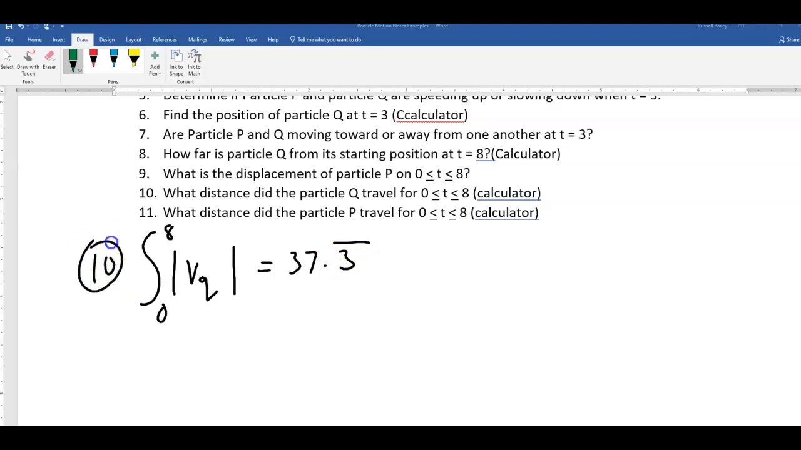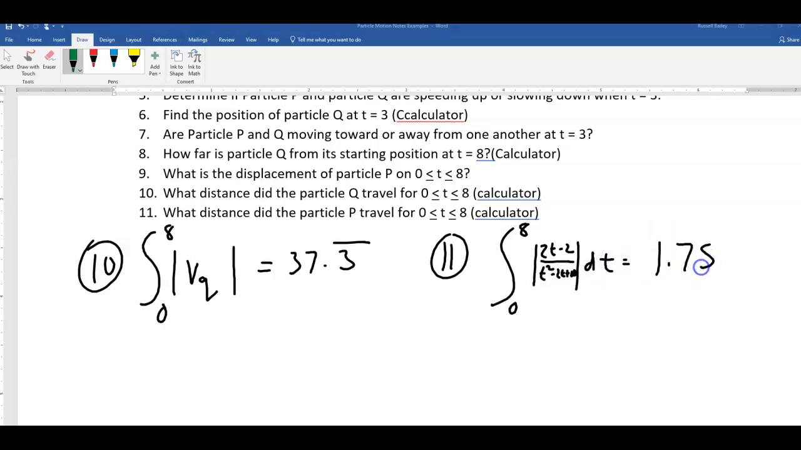Now, for particle P, it's the same thing. You're going to integrate the absolute value of something from 0 to 8. But since we have the position function for P, we need to put its derivative in here. So I'm going to put (2t minus 2) over (t squared minus 2t plus 10) there. And we'll see what we get for that one. And for that one, I get 1.758.